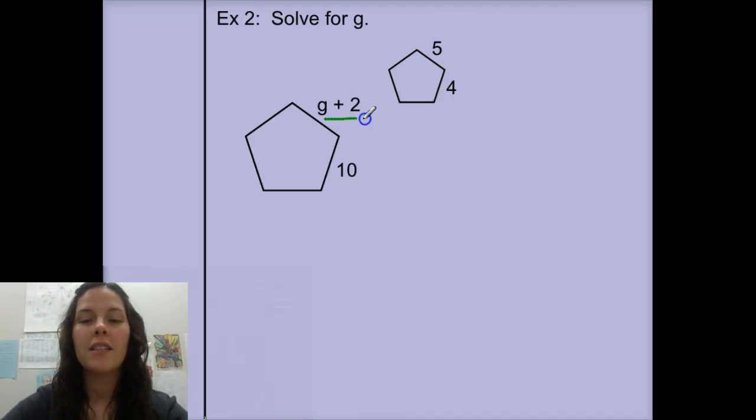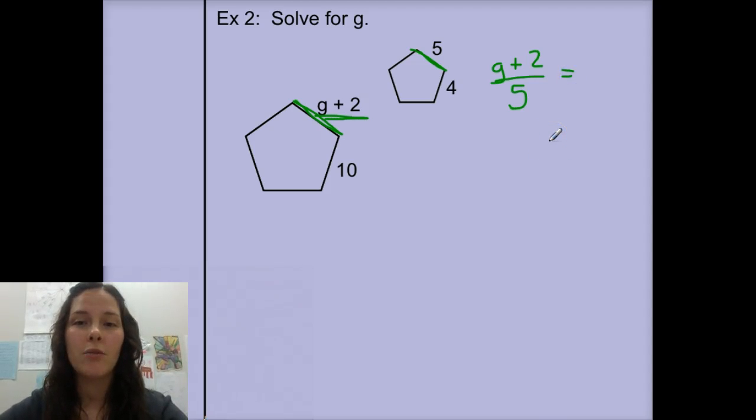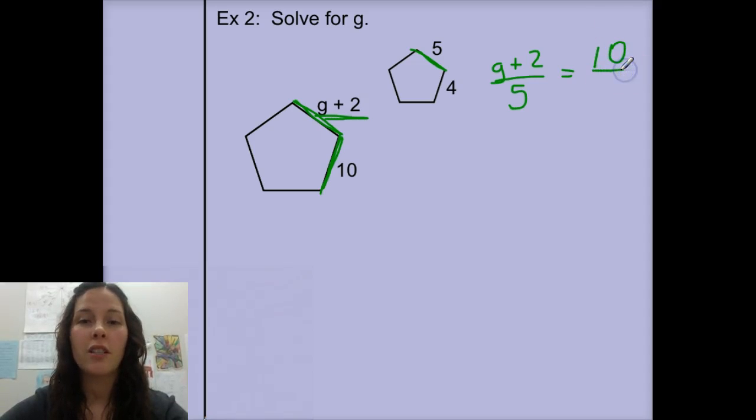Next, we're looking for a missing side that's a binomial. Notice that we have g plus 2. One way to set up your proportions so that you don't end up with a variable in the denominator is to start with the side with the variable. So g plus 2 corresponds to 5, so I'm going to start with that ratio, equals. Now when you set up your second ratio, you must always set it up the same way you set up the first one. So we started in the larger figure for our first ratio, so we need to start in the larger figure for our second ratio as well, and then we went to the smaller figure, so we go to the smaller figure for the denominator.